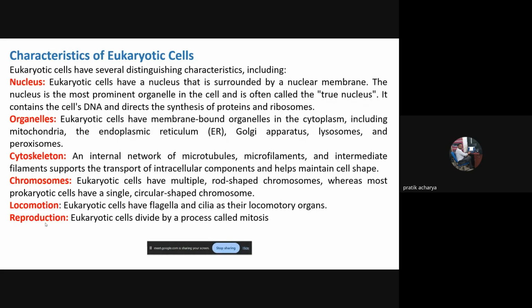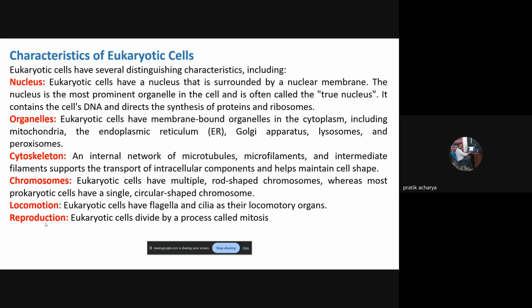Presence of cytoskeleton is another important property. Internal network of microtubules, microfilaments, they are made up of proteins. Microtubules, microfilaments, intermediate filaments support the transport of intracellular components and help maintain cell shape. They act as skeletons to maintain the cell shape, and for the process of transportation, everything, they are active. Then advanced cytoskeletons are meant for safe movement and division.